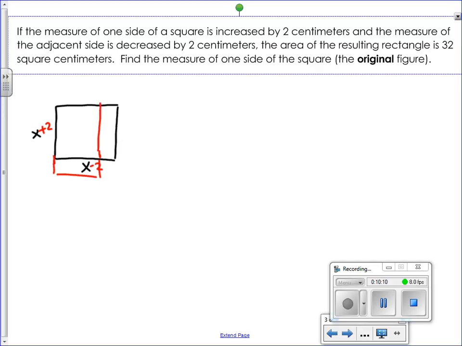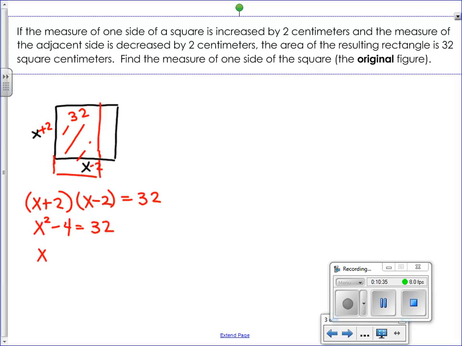Okay. And what's the area of the new part? 32. So that means x plus 2 times x minus 2 has to equal 32. Alright. So I end up with x squared minus 4 equals 32, or x squared minus 36 equals 0. That one's pretty easy to solve. You can solve that one using square roots. You don't even need any of my fancy math. Yeah. X squared is 36.